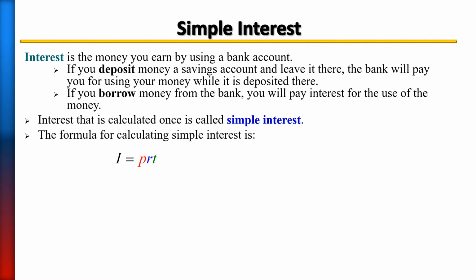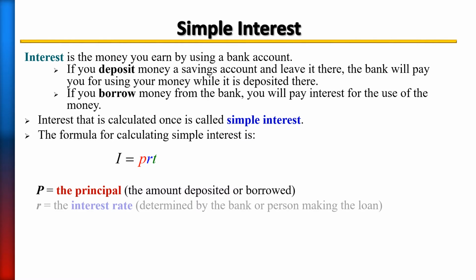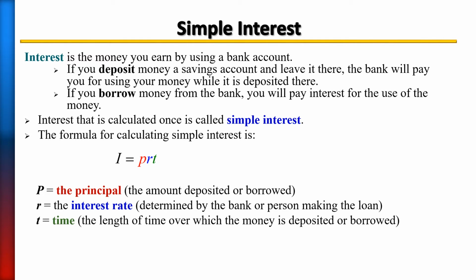And so for that calculation, it's the formula I equals PRT. The P stands for the principal, or the amount that's put into the account. If you're borrowing money, it's the amount that you borrow. R represents the interest rate, and this is determined by the bank or the person who is making the loan. T stands for time. It is the length of time that you leave the money in the bank, or if you're borrowing, it is the period of time in which you borrow the money.